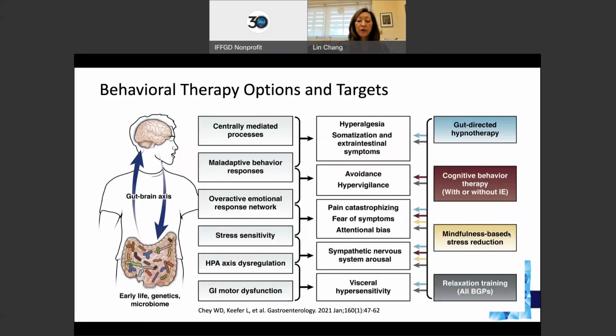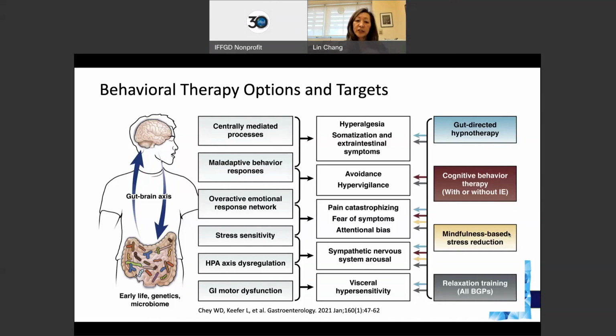We also have behavioral therapy options and targets. We know that this is a gut-brain disorder that can lead to more maladaptive responses, where symptom-related anxiety, which I think is protective and completely understandable, can lead to more catastrophizing thoughts, and a hyper-aroused system where patients could have difficulty sleeping, more stress-sensitive symptoms, and more activation of the cortisol system that we call the HPA system. It could also involve altered central nervous processing of information, leading to amplification of symptoms.